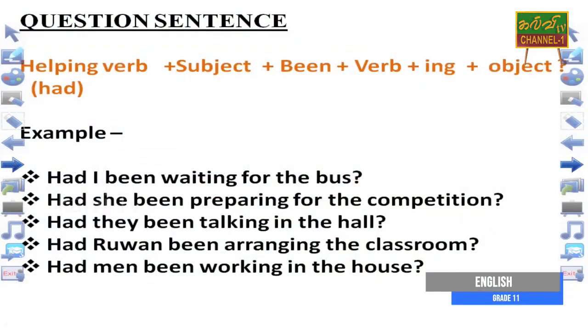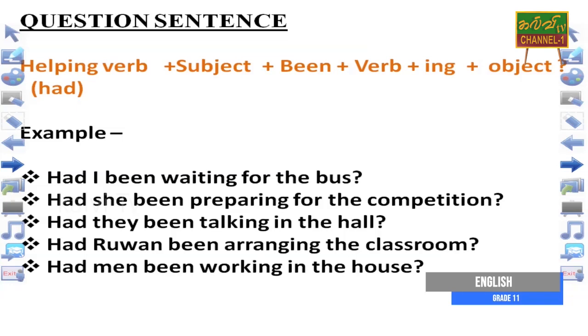And the question sentence can be like helping verb, subject, been, verb ing and object. Here we are using helping verb in front of the subject. The sentence structure can be: Had I been waiting for the bus? We are using had in front of I. Had she been preparing for the competition? We are using had in front of she.